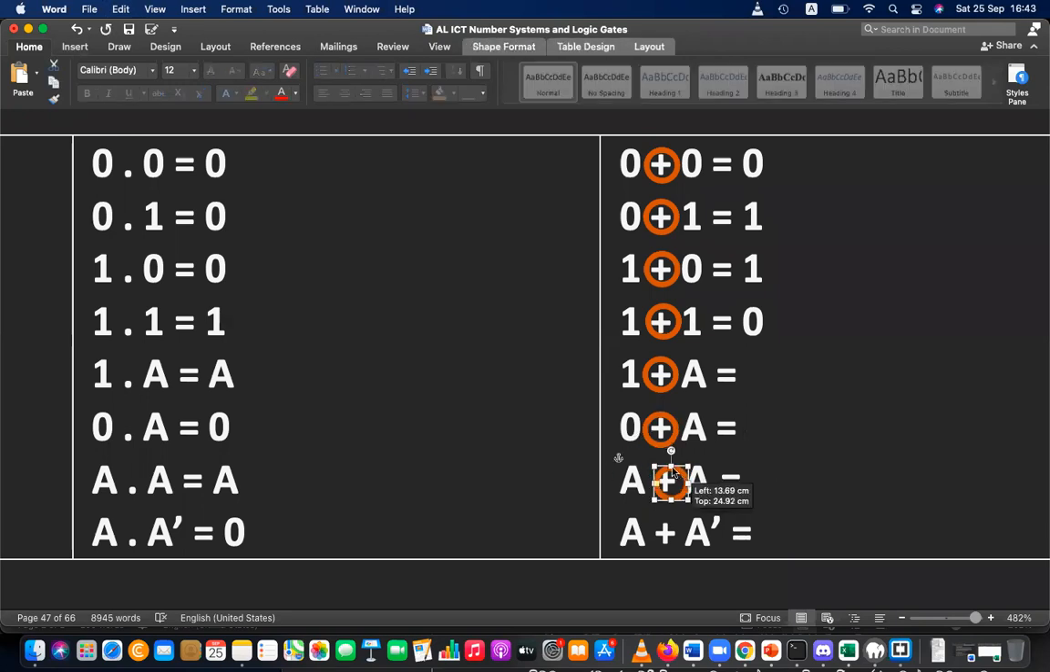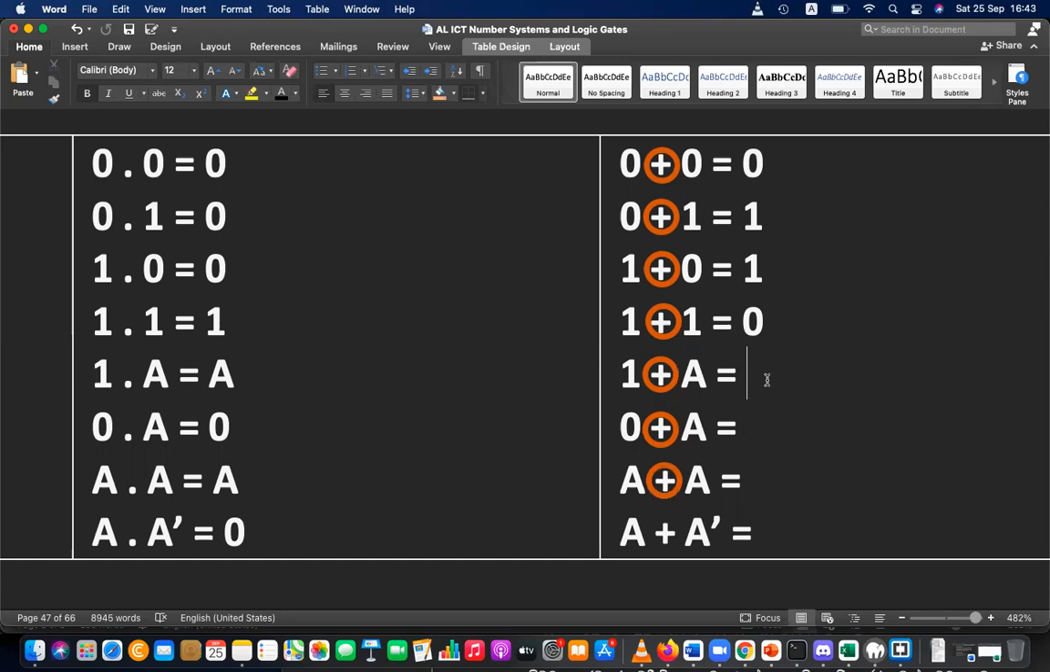1 XOR A. A complement. Why is that? If A is 0, then this will be 1. The reverse of A, right? If A is 0, then the output will be 1. If A is 1, the output will be 0. That is the reverse. Correct. Exactly. It is A complement or A not. Very good. So what about the other one?